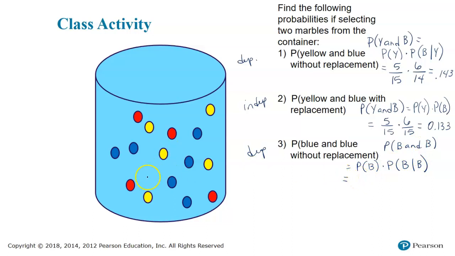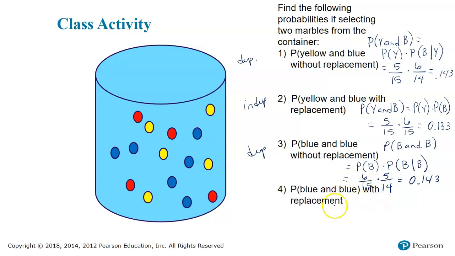Okay, so if I look at this, I have 6 out of 15 for the probability of a blue. But if I take that blue away, now I have 5 out of 14. And that's going to give me 0.143 for my probability.